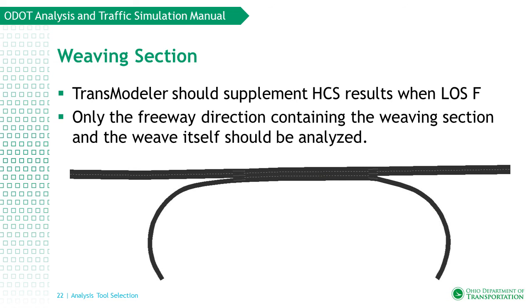While HCS can evaluate weaving sections, Transmodeler should be used to supplement the HCS results whenever HCS results in level of service F. When used to just supplement weaving sections, only the freeway direction containing the weaving segment and the weave itself should be analyzed in Transmodeler. It is not necessary to model the entire traffic analysis area in Transmodeler.